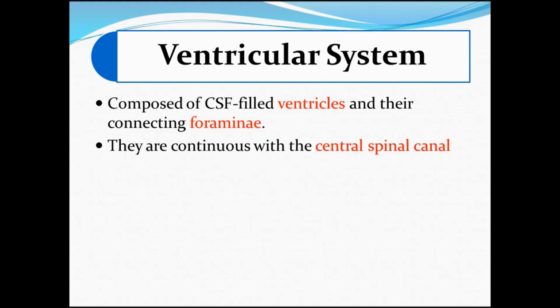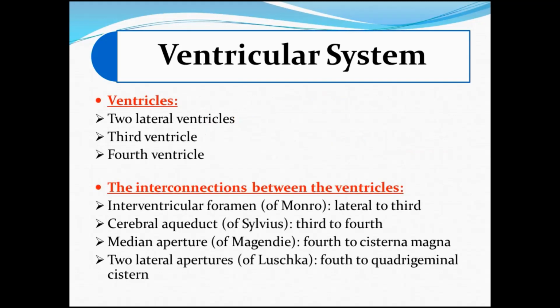As we know, our brain is floating within cerebrospinal fluid. This CSF fills the ventricles and the interconnections between them and some other cisterns. That's what we will cover in this section. The interconnections between these ventricles are called foramina. We will know each of them shortly. And then the ventricular system is in continuation with the central spinal canal.